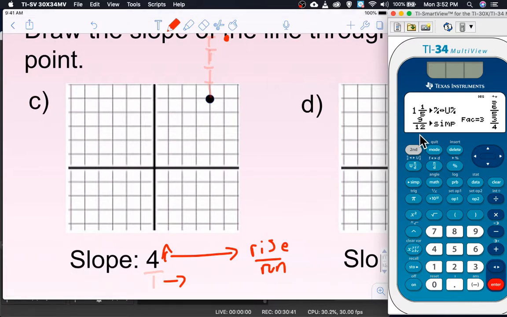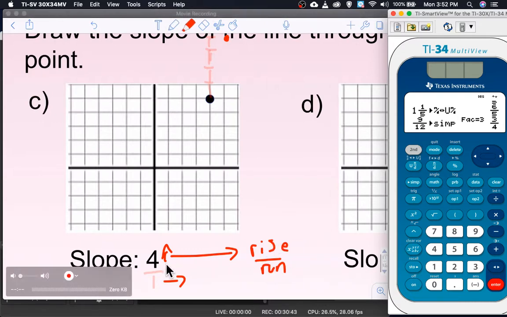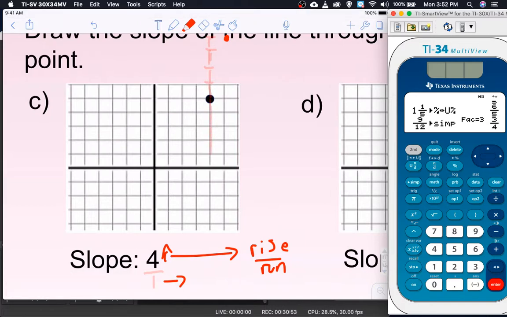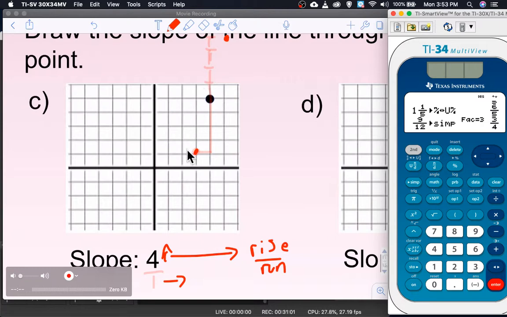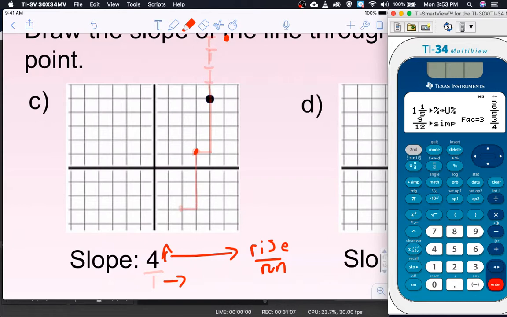Now, I can also do the reverse of my rise over run. Instead of going up 4, right 1, I can go down 4, left 1. 1, 2, 3, 4, left 1. Boom. Notice how my 3 points are still in a nice straight line. I'm going to do it again. 1, 2, 3, 4 over 1. Boom.